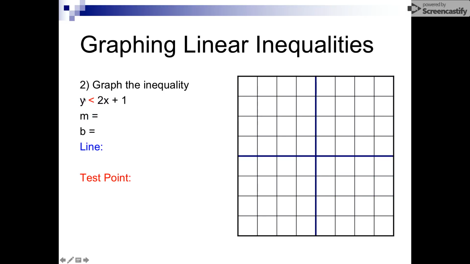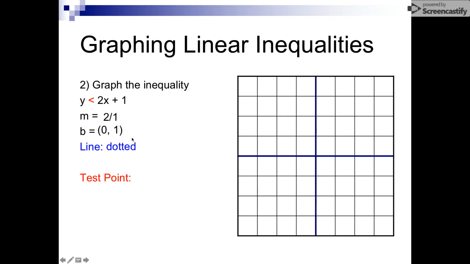The next example says y is less than 2x plus 1. So again, we're going to identify our m, 2/1, identify our b, 0, +1, and identify what kind of line we are going to draw. It says y is less than 2x plus 1, so we're going to draw a dotted line again because of the less than inequality sign.